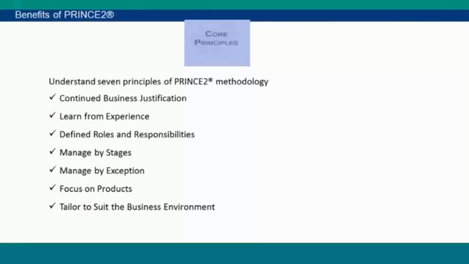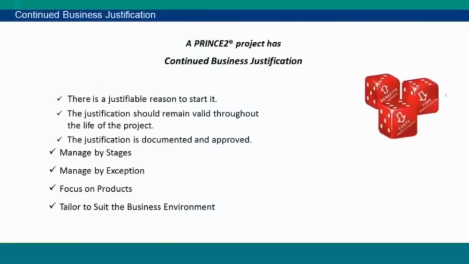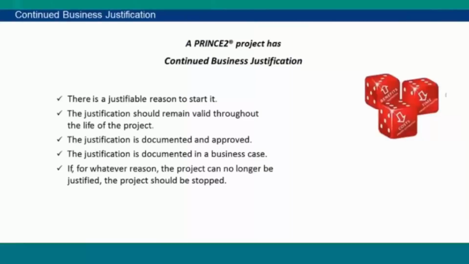Okay, now in detail. First we have continued business justification. I told you there should be a justifiable reason to start it. Why are you doing this? What is the reason behind this? You are getting something, so that's why you are doing a project. That justification should be there, and we maintain it in a business case. That is my continued business justification. The justification should remain valid throughout the life of the project, over the life cycle of a project.